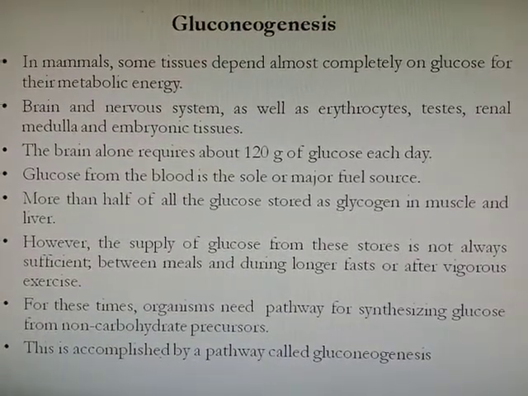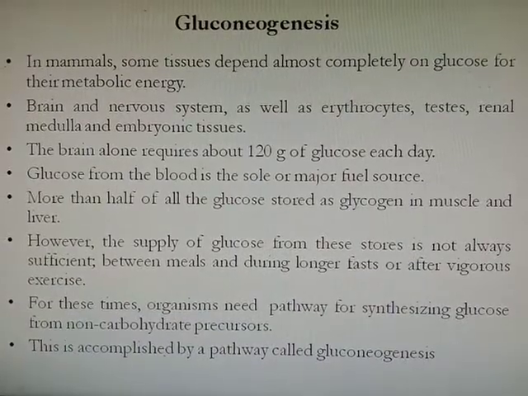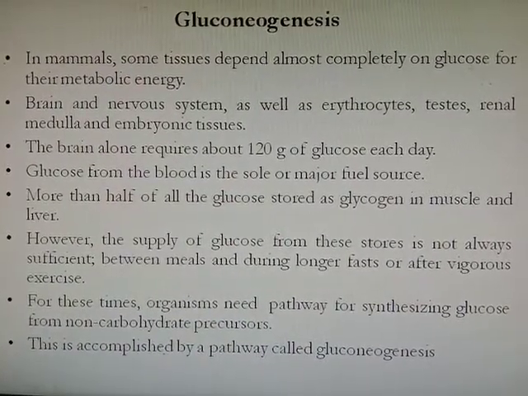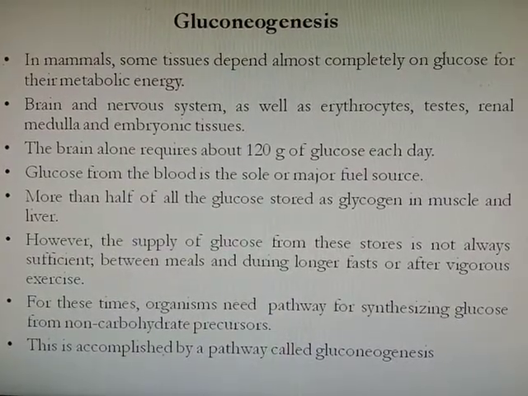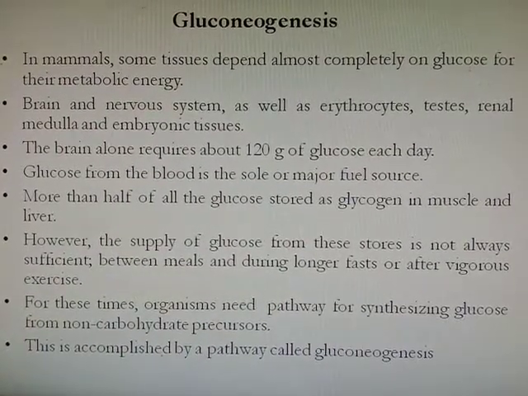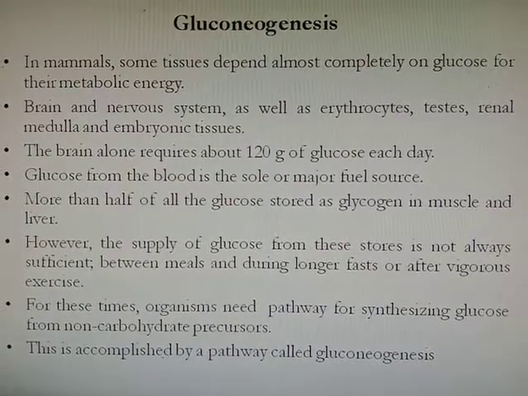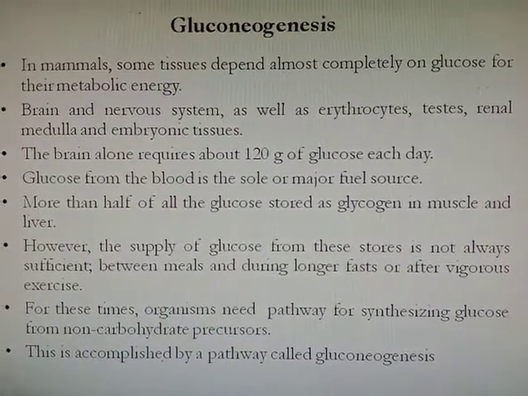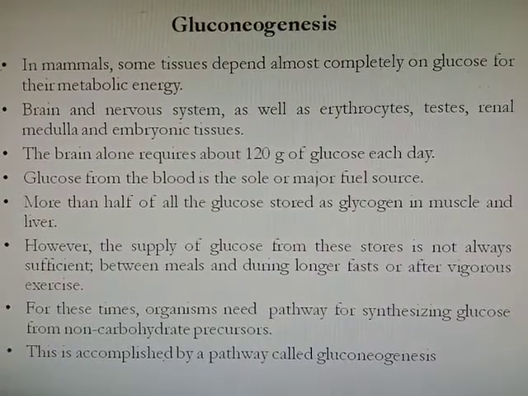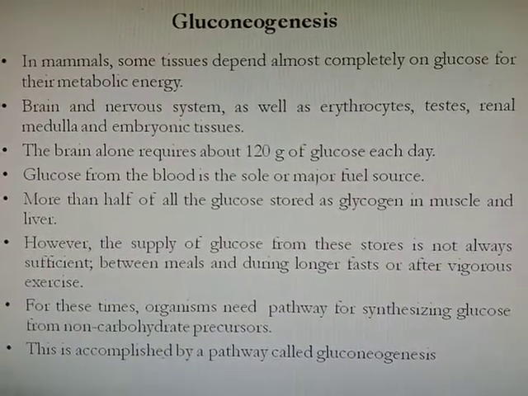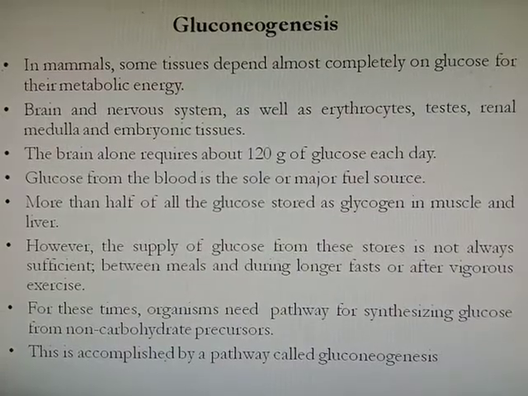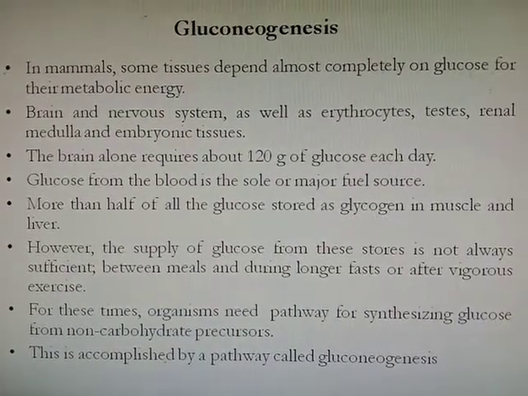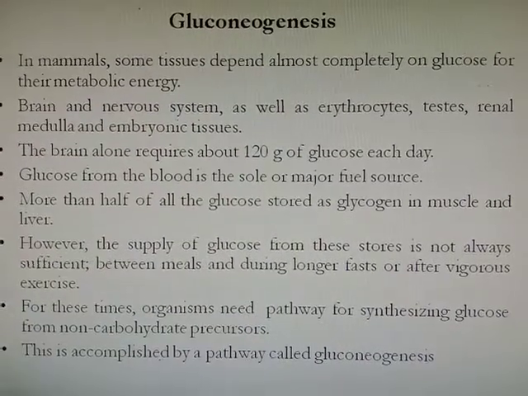It means whenever we take carbohydrate, the free glucose is utilized by some tissues and 50% is stored in liver and muscles. But breaking down this glycogen requires a long period. In conditions like fasting or vigorous exercise, we require a quick source of glucose. For that, gluconeogenesis is the alternative pathway.